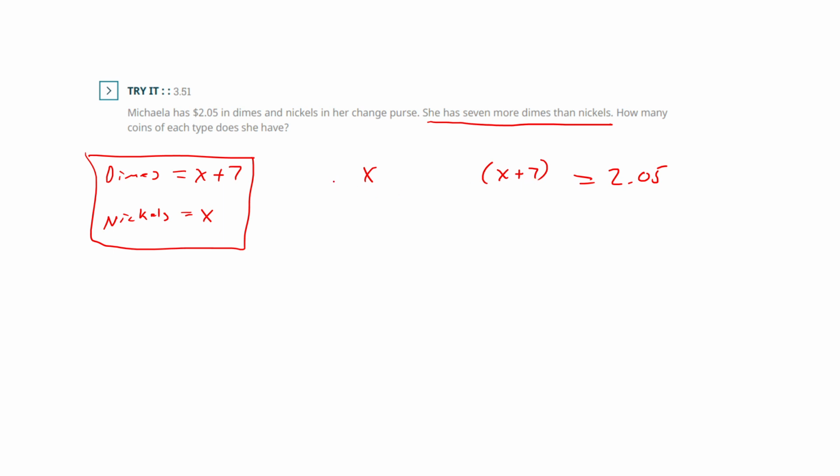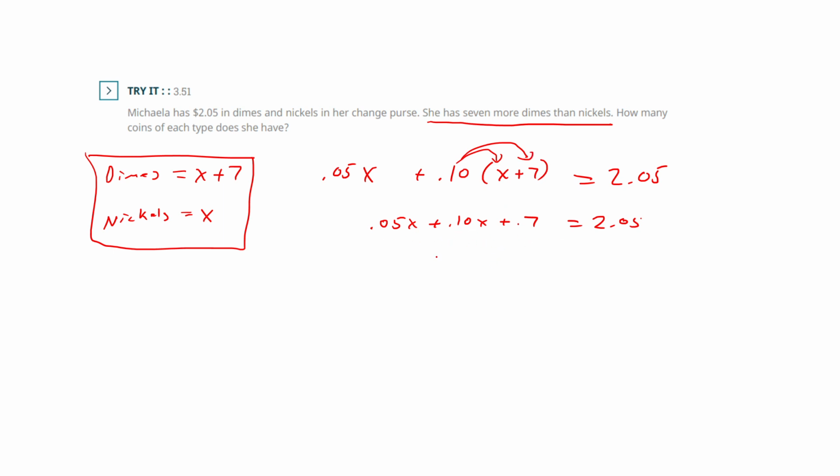Now I'm going to multiply by the amount, so that was the dimes. This is my nickels. This is how much they're worth. Now I have to distribute this. So I sent that here. I sent that there. Okay, now same steps as always.